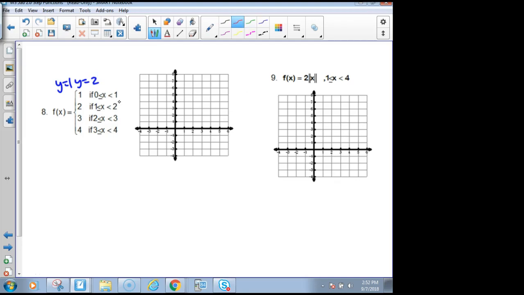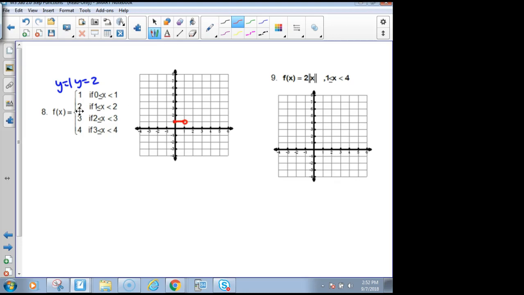So what does that look like? Well, if you went to 0, you are going for x, then the value of y is 1. If you're between 0 and 1, now when you get to 1, you're not really including the value of 1. So you have to put an open hole at (1, 1). And then you would connect it because it stays 1 between 0 and 1.